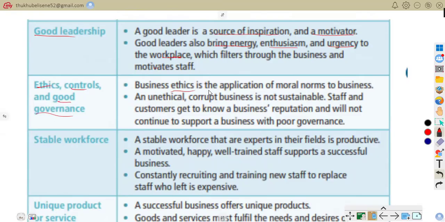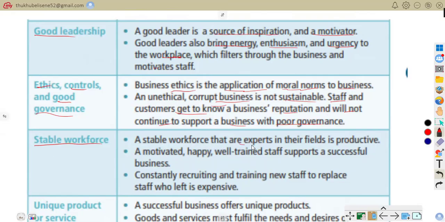As it says, business ethics is the application of moral norms to the business. An unethical or corrupt business is not suitable. Staff and customers get to know a business's reputation and will not continue to support a business with poor governance. So here, business ethics means applying moral principles to business activities. Good governance ensures that the business is managed responsibly and honestly. So that is that. Stable workforce.